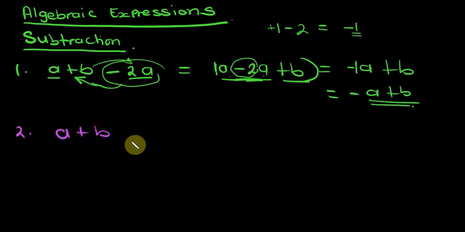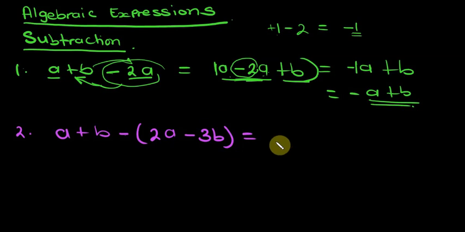A plus b minus 2a minus 3b. Okay, let's work this one out. Hopefully you are done with it already. If so, let's do it together. A plus b minus open bracket 2a minus 3b close bracket.